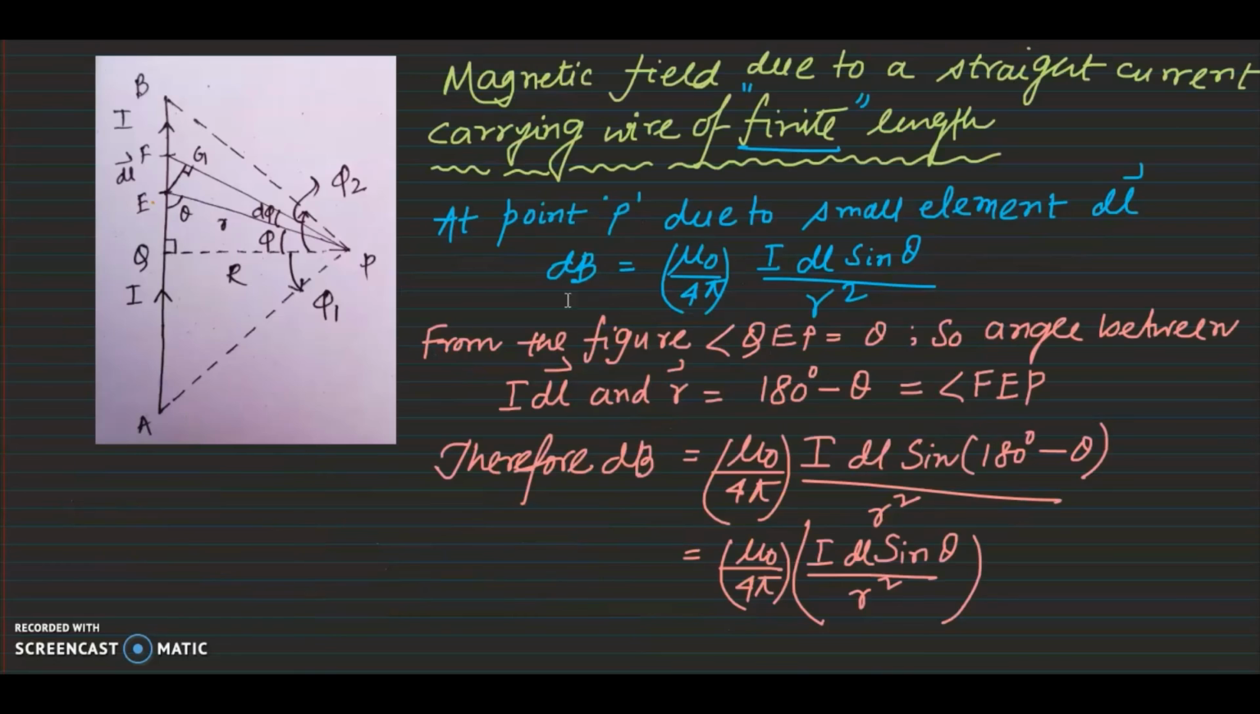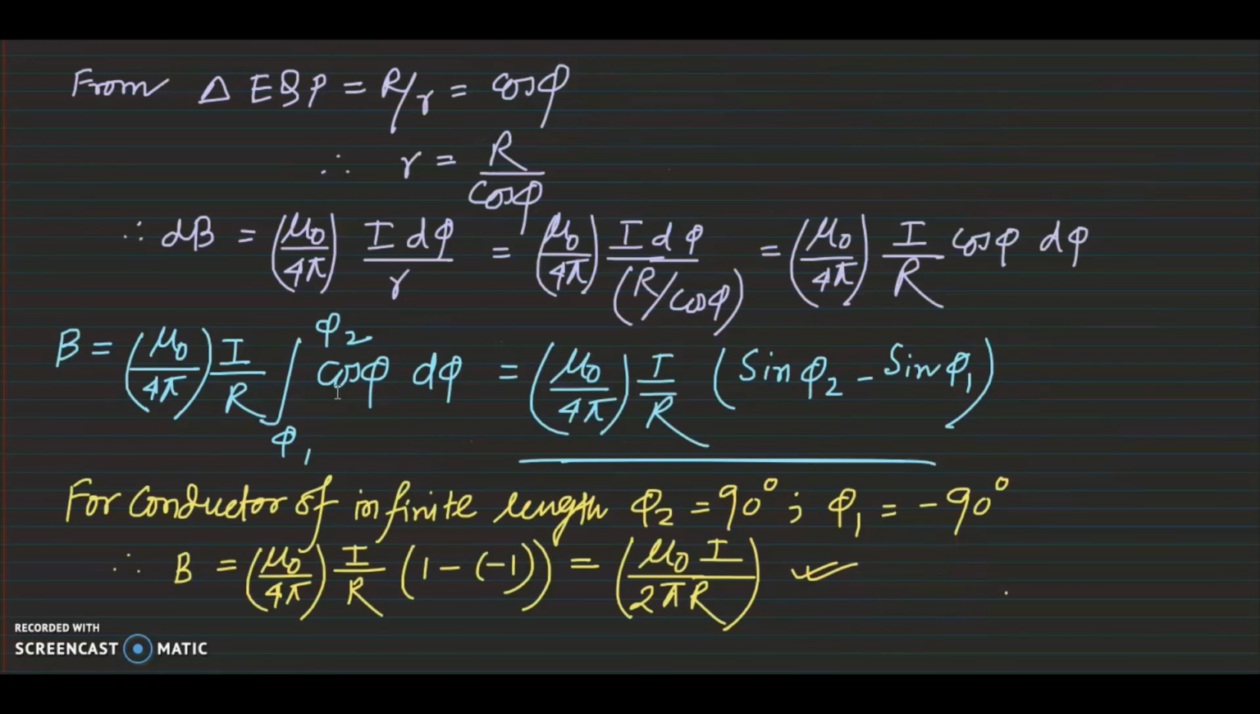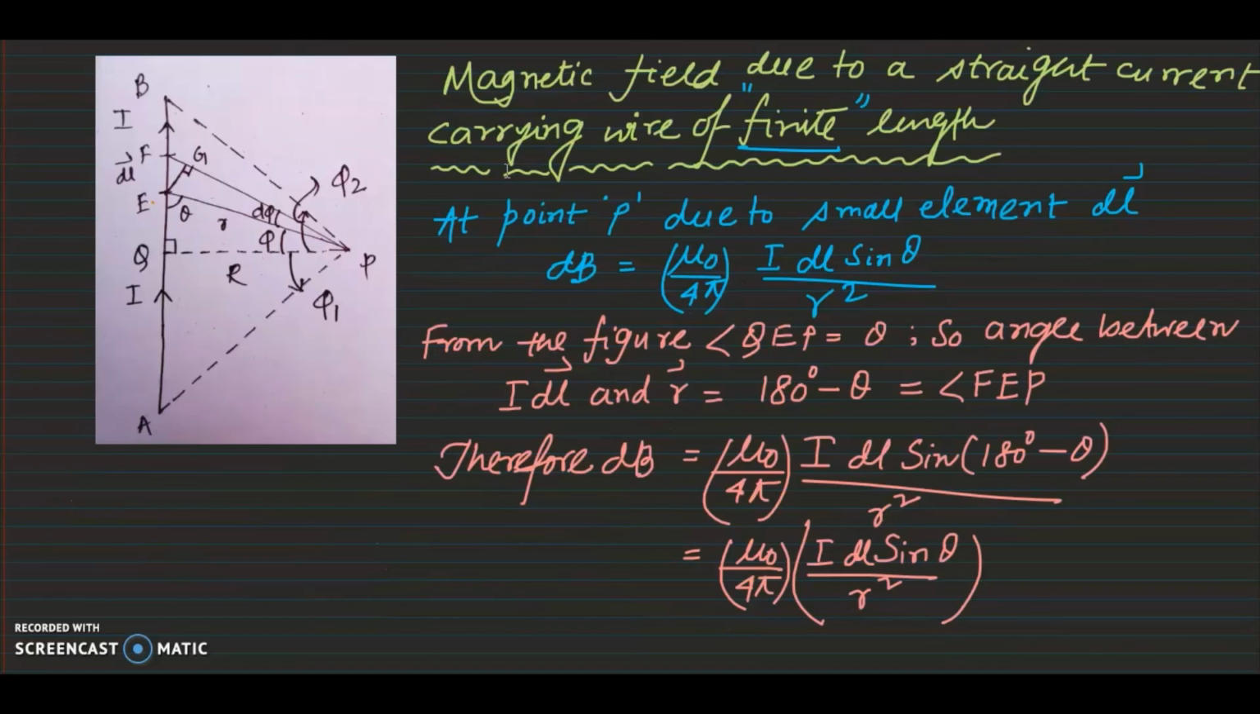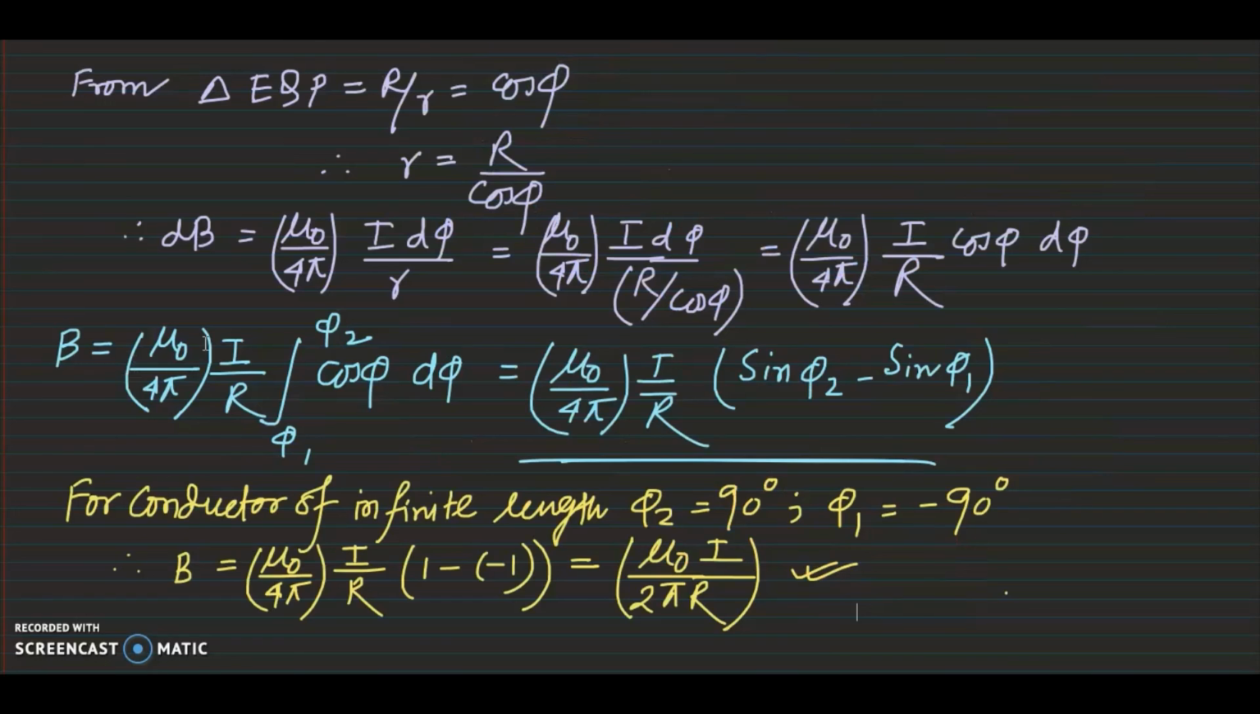Now I integrate from the limits phi 1 to phi 2, over the total range of phi. I'd like to mention that capital R is the perpendicular distance from P to the line AB, the current carrying wire of finite length AB. It is the minimum distance from the point P to AB. So if I integrate, B is equal to mu 0 by 4 pi I by R, integral from phi 1 to phi 2 of cos phi d phi. So it becomes mu 0 by 4 pi I by R times sine phi 2 minus sine phi 1.